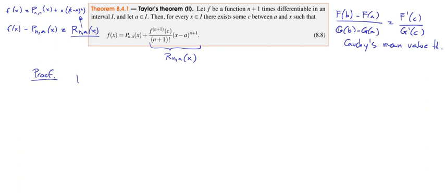So let's start with the definition of this capital F, and we say this is f at b minus the polynomial p_{n,x} at b, right? So this is going to be it, and then we have G at b is going to be (b minus x) to the n plus 1.